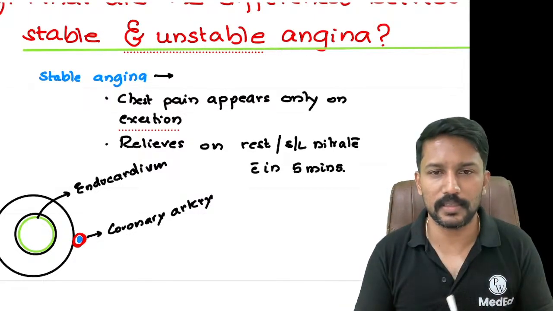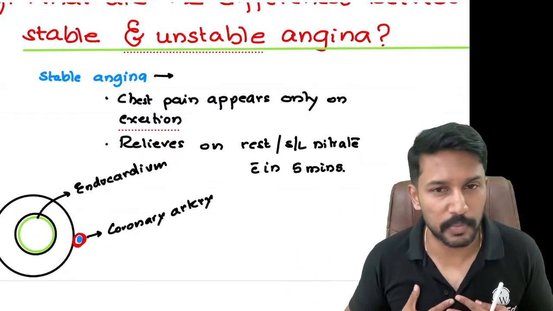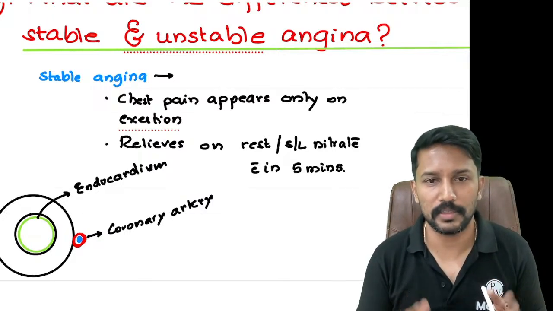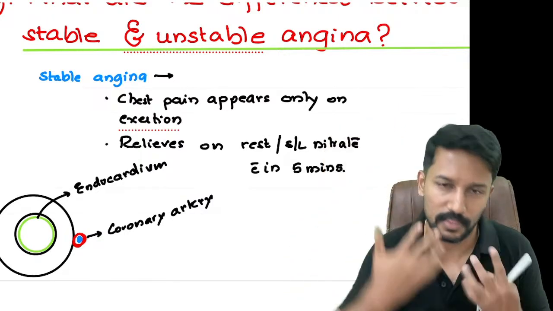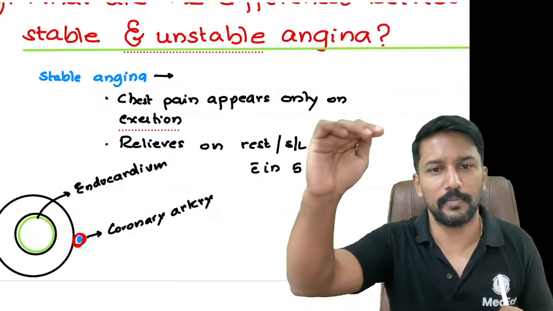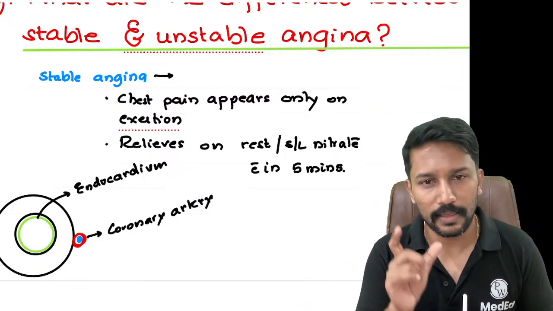So simple example is the patient says that, sir, I climb one floor, I go to the first floor, I start experiencing the chest pain. I sit down, I relax for 2-3 minutes, the chest pain disappears. Then I again climb to the next floor, chest pain appears. I sit down, within 2-3 minutes, chest pain disappears. Then again I climb, and this is how I reach my apartment in the 3rd floor. That is the usual story.